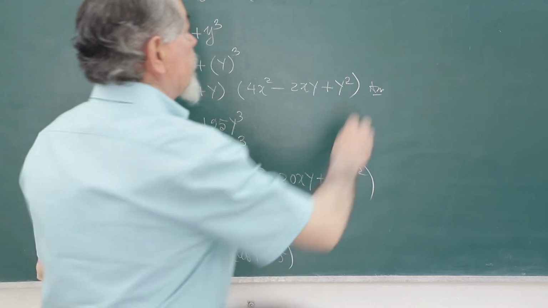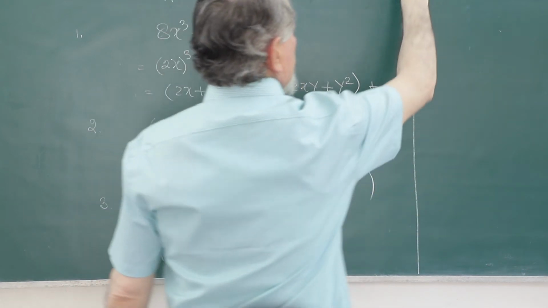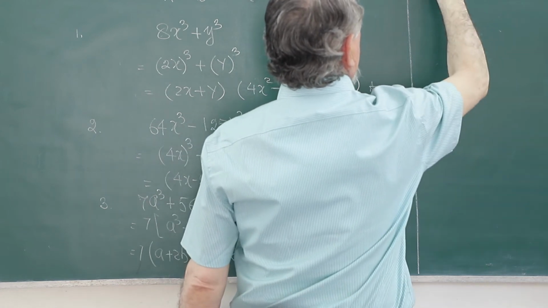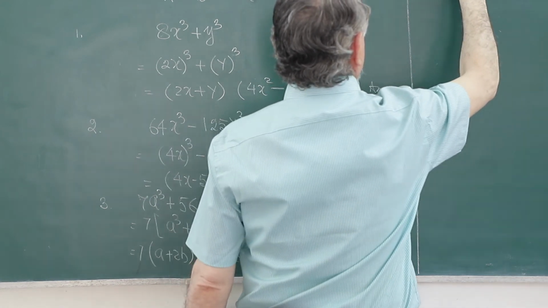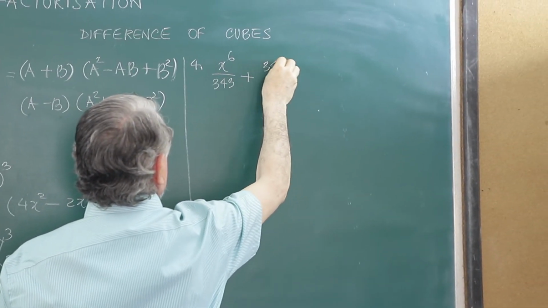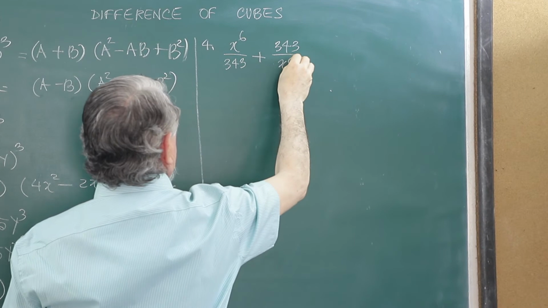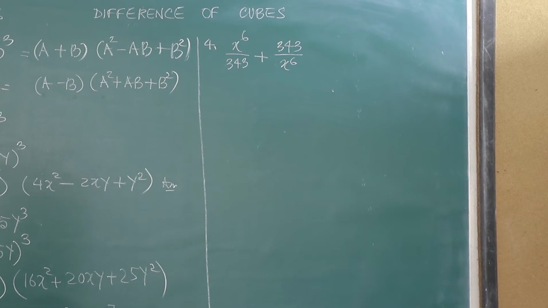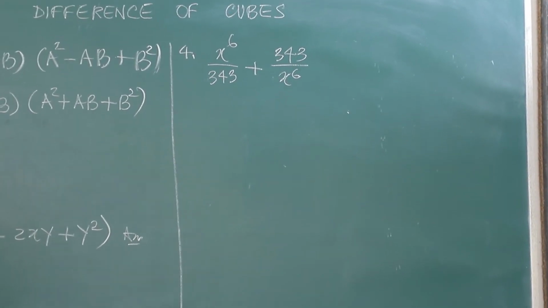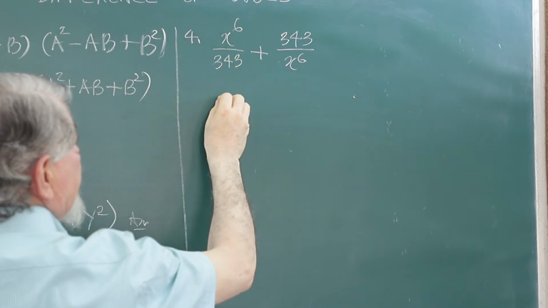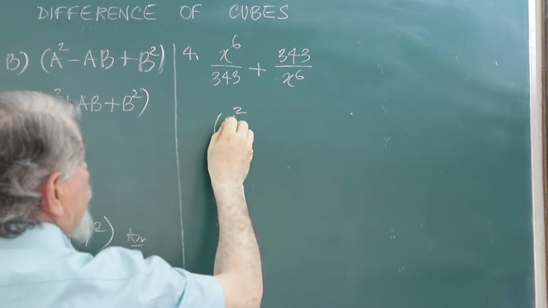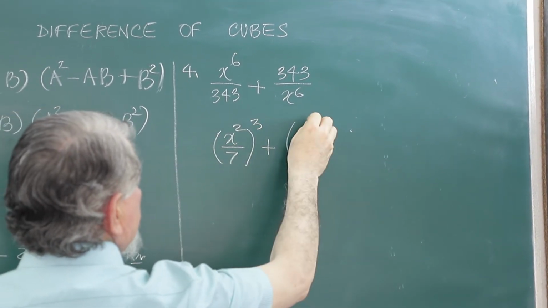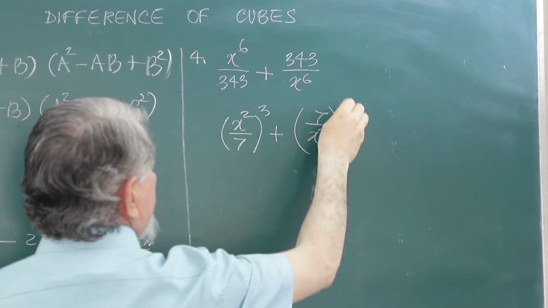Now let us see question number 4. I have x to the power 6 upon 343 plus 343 upon x to the power 6. 343 is a perfect cube of 7. 7 to the power 3 will give you 343. And x6 can be written as x to the power 2 to the power 3, x square whole cube plus 7 upon x square whole cube.